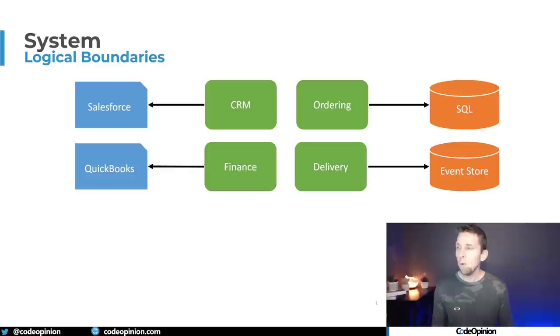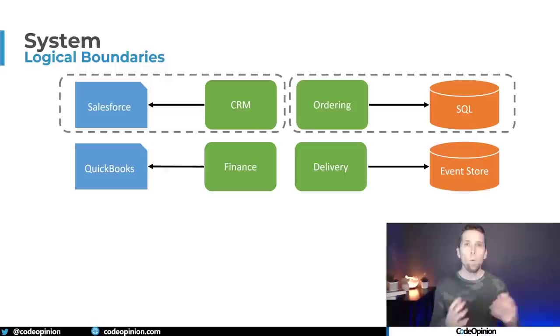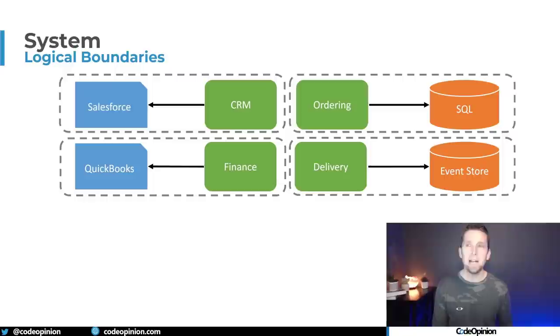Now, when I'm talking about logical boundaries, this is a logical boundary. CRM is maybe integrating with Salesforce, and our ordering is a logical boundary with its database, including its front end, the same thing with delivery, and the same thing with finance, maybe integrating into QuickBooks or some accounting system. Now, the thing here is that these are logical boundaries. A physical boundary, if we were talking about a monolith, would be how we're actually deploying it. This could be a single process.